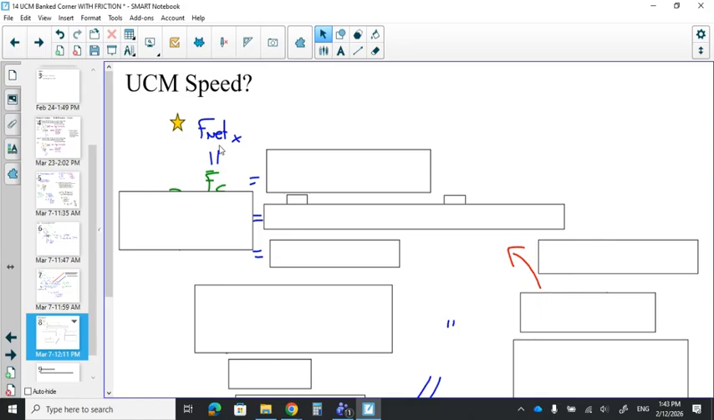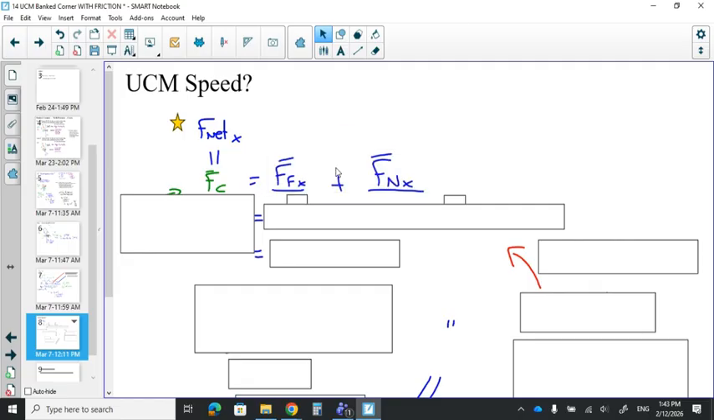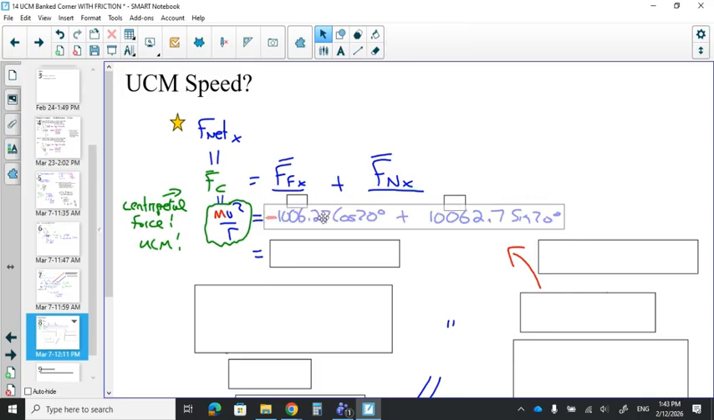Of course we know that the net force in the X direction is the centripetal force, and the net force is all of the forces added up. So we've got that friction force X component that we just mentioned, and the normal force X component. FC, we know, is mv squared over r. And then we have values for all this stuff, right? So we have values for the friction, and so we can get the X component of it.